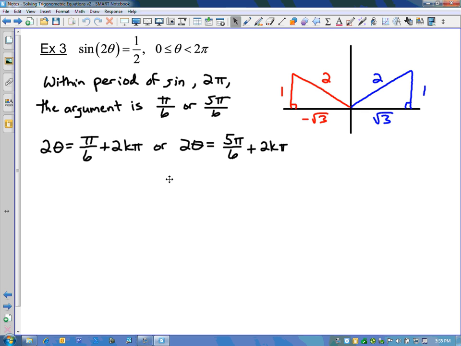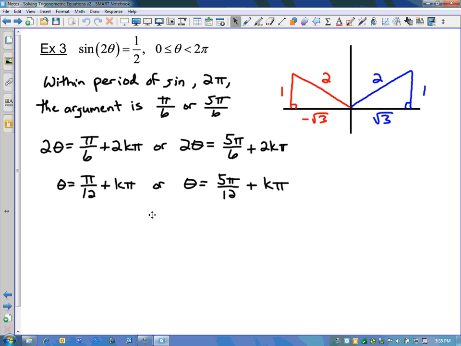And of course, to solve this for theta, we just divide through by 2, and you get theta equals pi over 12 plus k pi. Notice how the periodicity has changed, which should make sense because our period changed. Also, we notice that it is counterintuitive, like we've seen before. If we're multiplying, you'd think it would make it bigger, but it turns out we're making it smaller.